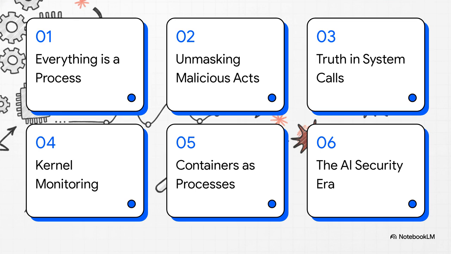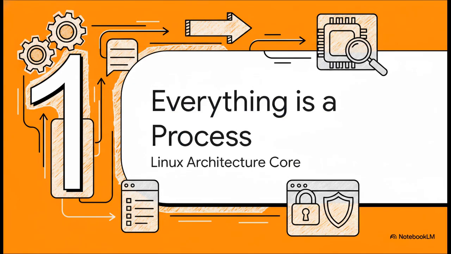Here is our agenda. 1. Everything is a process. 2. Unmasking malicious behavior. 3. The truth in system calls. 4. Evolution of kernel monitoring. 5. Containers are just processes. And 6. The AI security era. Let's kick things off with Section 1. Everything is a process, the core of Linux architecture.